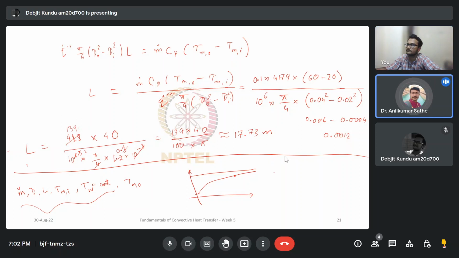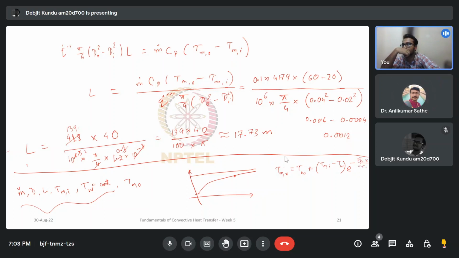I am having a doubt because I have one formula with me. T_m at x, that is, at the outlet, is equal to T_w, the wall temperature, plus, since it is an exponential variation because it is the uniform wall temperature case, (T_mi minus T_w) times e raised to minus P h-bar x upon m-dot c_p.